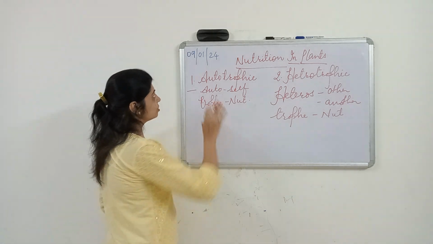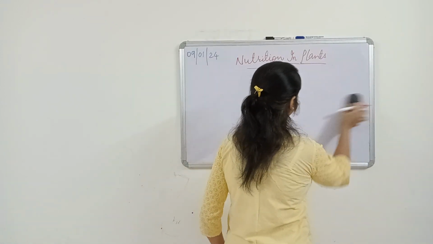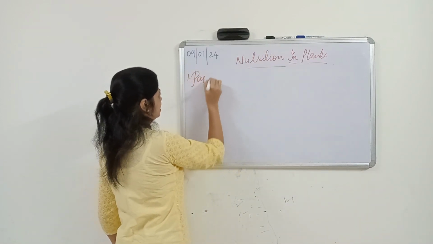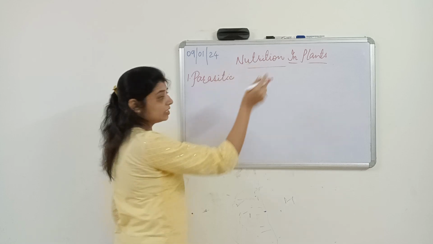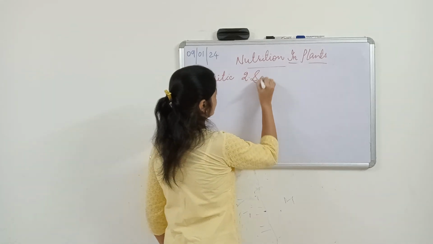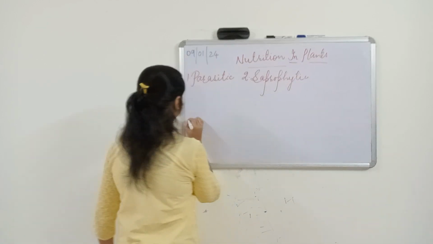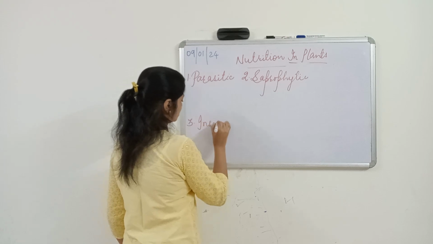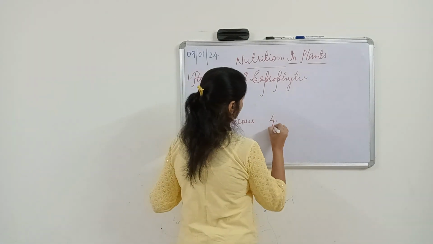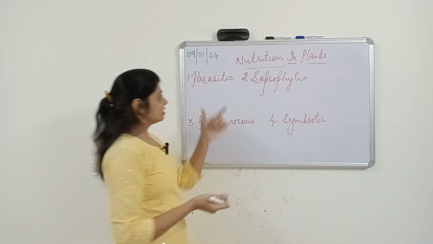Now, the heterotrophic mode of nutrition is classified under 4 categories. Which are they? First is parasitic. It means the plants that fall under this heterotrophic category are at times known as parasitic. Next is saprophytic. Third one is insectivorous. And fourth is symbiotic. So the first is parasitic.